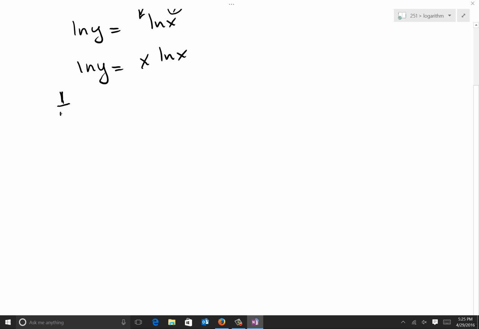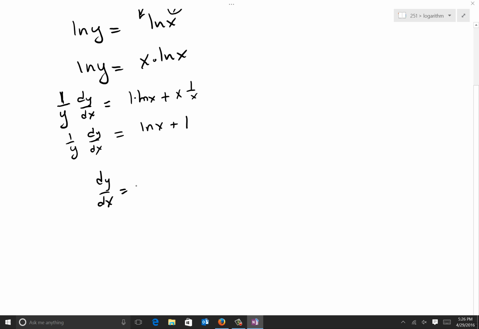So that's 1 over y, because the derivative of the natural log of y is 1 over y dy dx. And of course, this is a product rule, so the derivative of x is 1 times ln of x plus x times the derivative of the natural log, which is just 1 over x. And so we end up with ln of x plus 1 equals 1 over y dy dx. Now I need to solve for dy dx. So I'm going to times it by y.